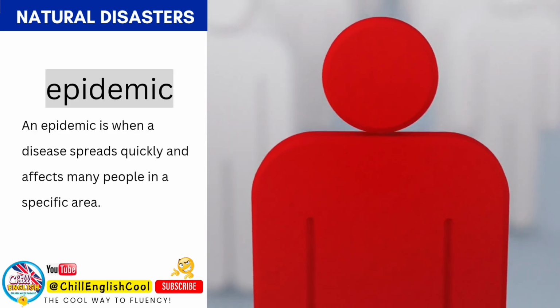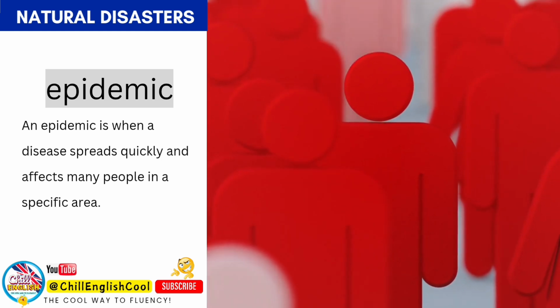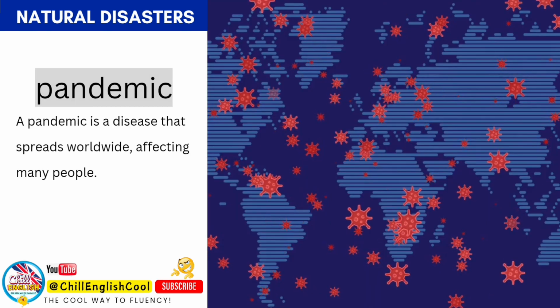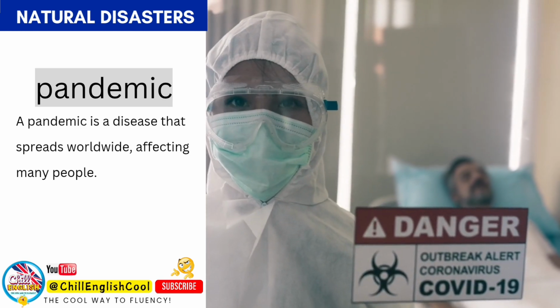Epidemic. An epidemic is when a disease spreads quickly and affects many people in a specific area. Pandemic. A pandemic is a disease that spreads worldwide, affecting many people.